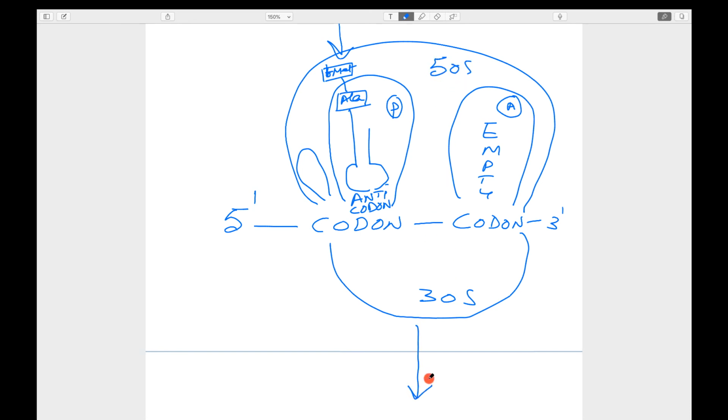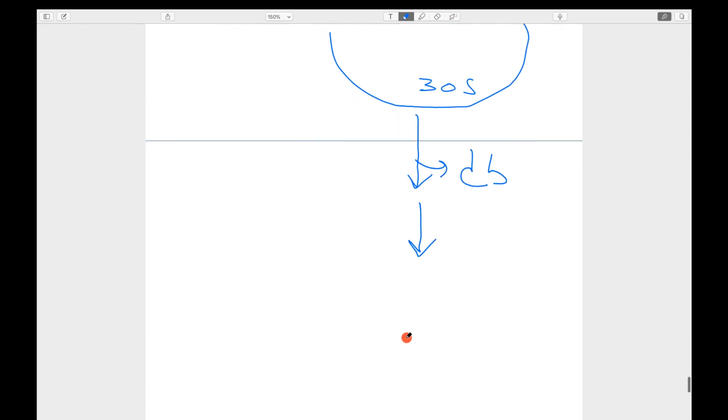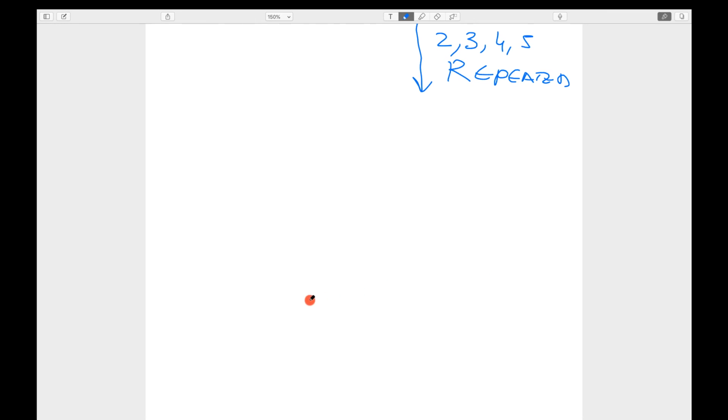Then next what happens here? The deacylated transfer RNA is there at the exit site. So this is the exit site. It comes out, deacylated transfer RNA. Then next, you can see here. So these steps are repeated, that is steps 2, 3, 4, 5, again and again till the required length of the polypeptide is synthesized.